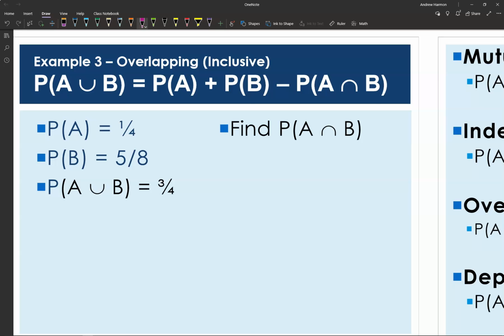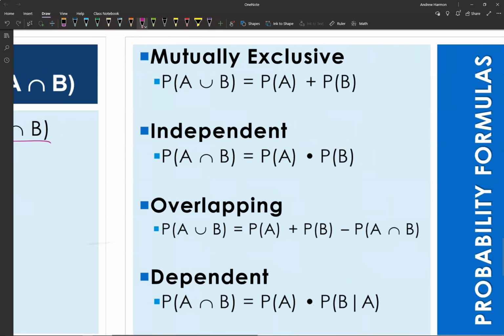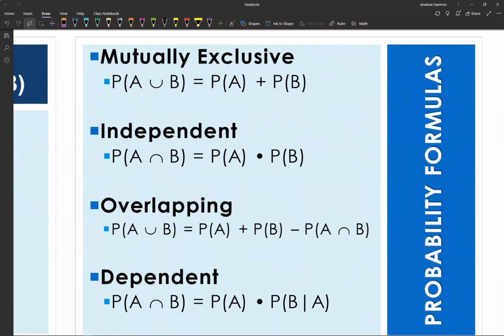Okay, so in this problem, look at all the information we're given. We're given two single probabilities here, A and B. We're given an OR probability, and they want us to solve for an AND probability. So looking at our four equations, which one has each of those things in it? This one does not have an OR probability. This one does not have an OR probability. This one does. It also has a single probability and a second one, just like our problem. And finally, it has an AND probability in it. So it has all four pieces that we're looking for. So this is the formula we're going to use, our overlapping formula.